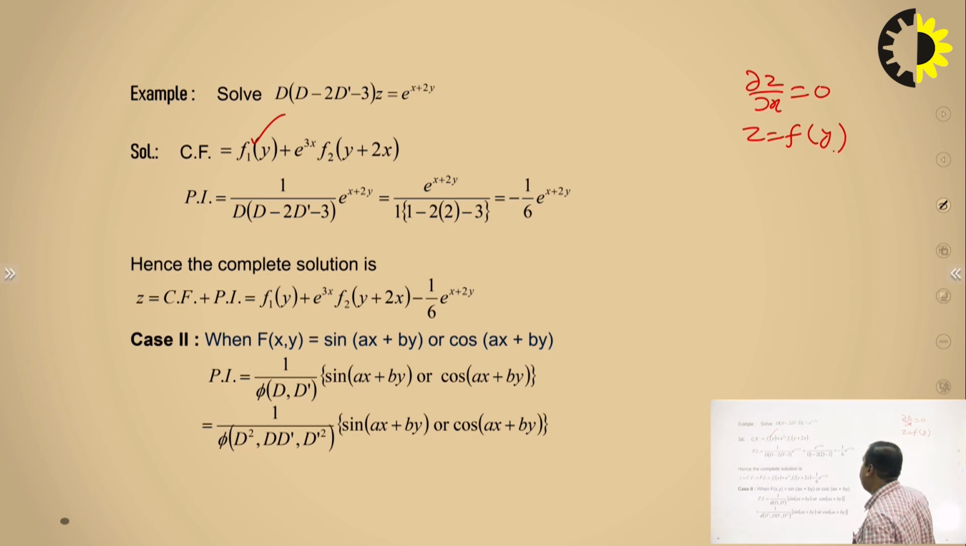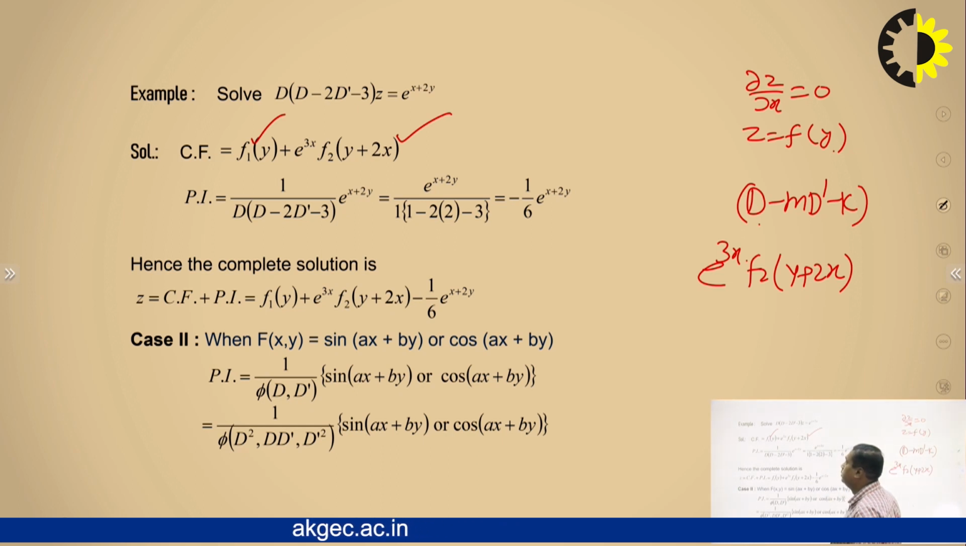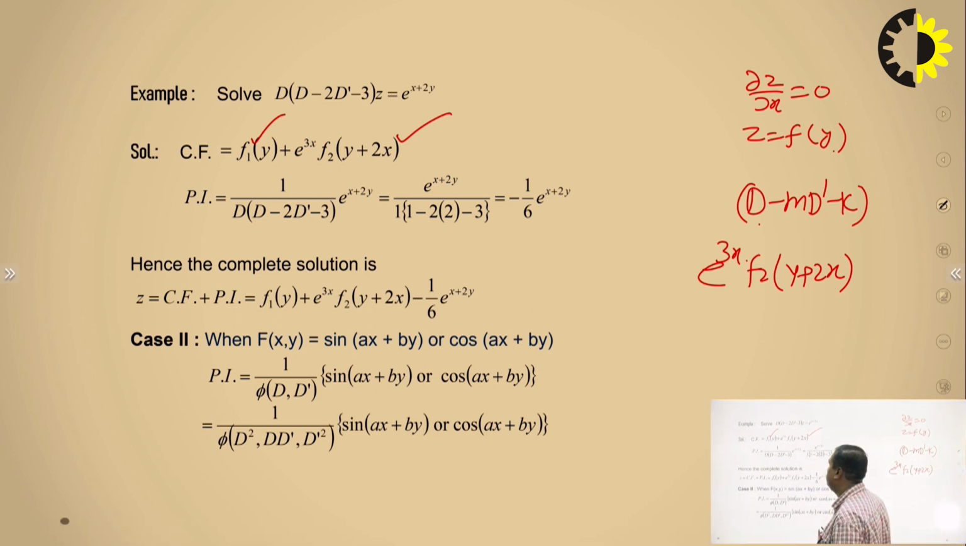Another is D minus 2D dash minus 3. Compare with D minus mD dash minus k. And that becomes e to the power 3x f2 y plus 2x. That is the part of CF. D f1 y, D minus 2D dash minus 3 is given by e to the power 3x f2 y plus 2x. Now PI is written as e to the power x plus 2y over D minus 2D dash minus 3.